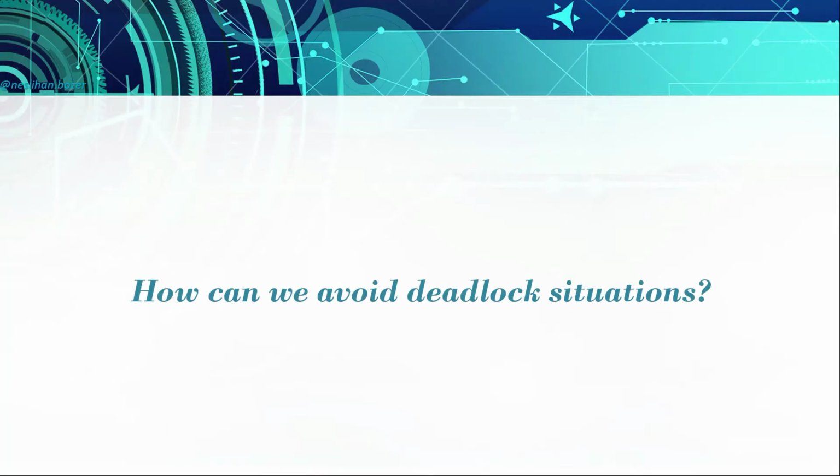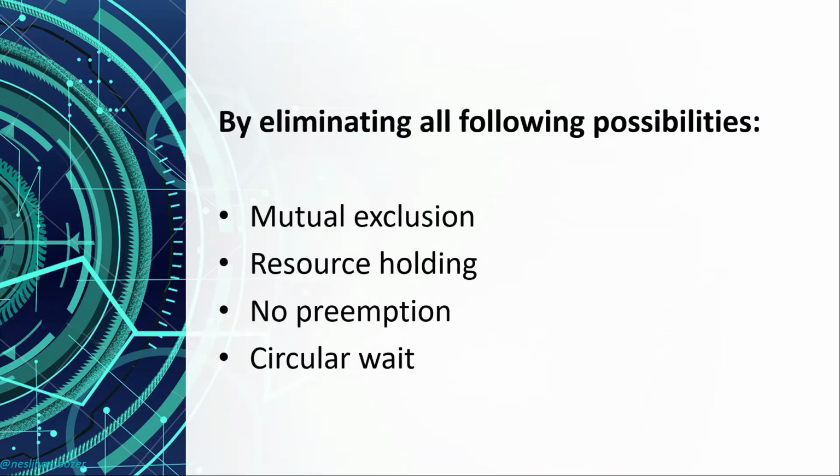How can we avoid deadlock situations? Deadlocks can be prevented by eliminating the 4 required conditions, which are named mutual exclusion, resource holding, no preemption, and circular wait. Mutual exclusion, also known as mutex, is the simplest type of synchronizer, and it ensures that at most one process executes the critical section at a time.